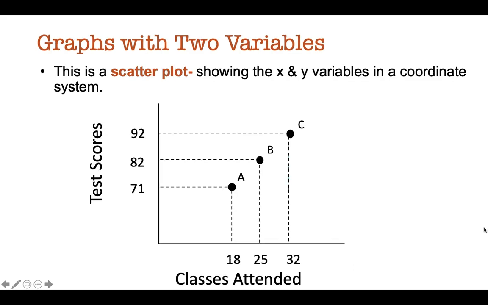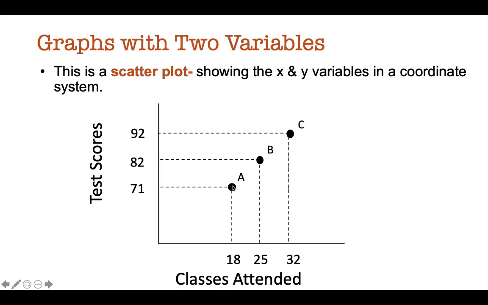So here I have something called a scatter plot, which are points literally scattered on a graph. Here I have my independent variable, the number of classes that a student attends, along this horizontal axis, sometimes called the x-axis. And then I have my dependent variable, their corresponding test score, along this vertical axis, which is the y-axis. So this is an xy plane. These points on the graph, that's my scatter plot.